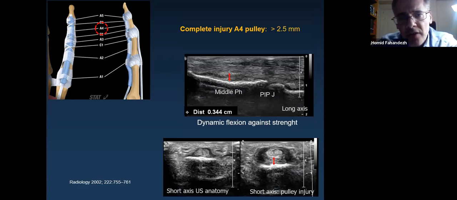This is another case of A4 pulley complete injury, and here you can see that the distance in the long axis is 0.34, and how we can check also with dynamic flexion how the tendon separates, comparing the relaxing situation and the dynamic flexion, again strength, how the tendon separates from the bone.